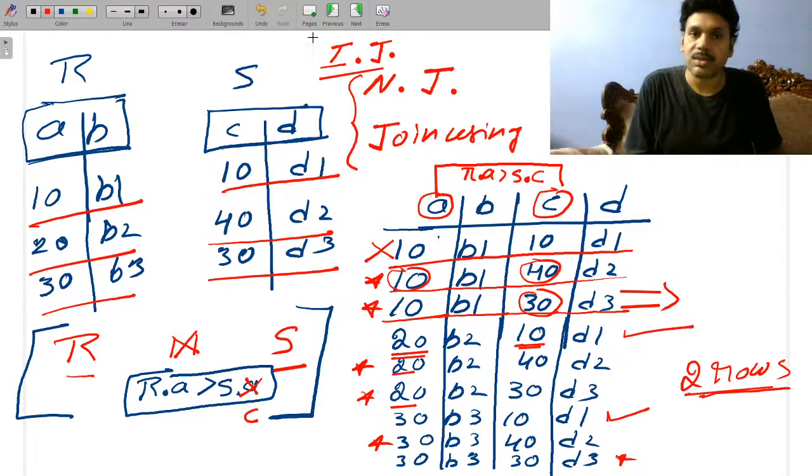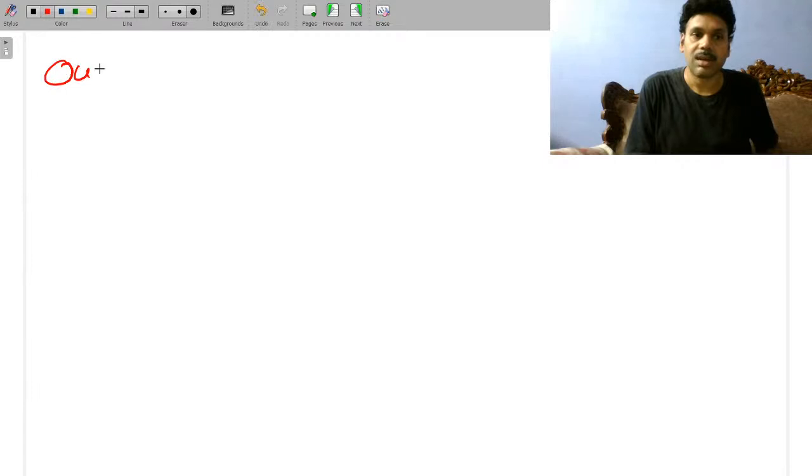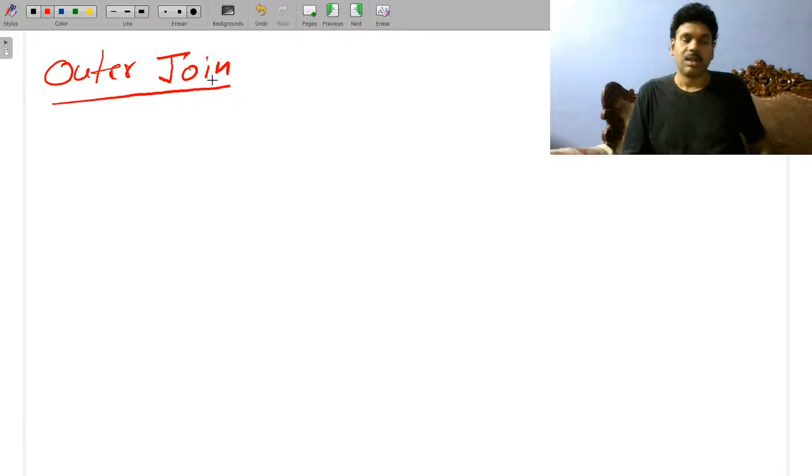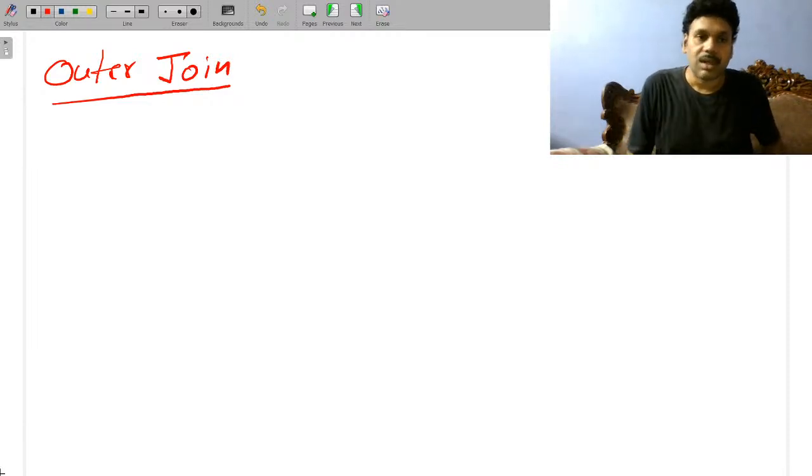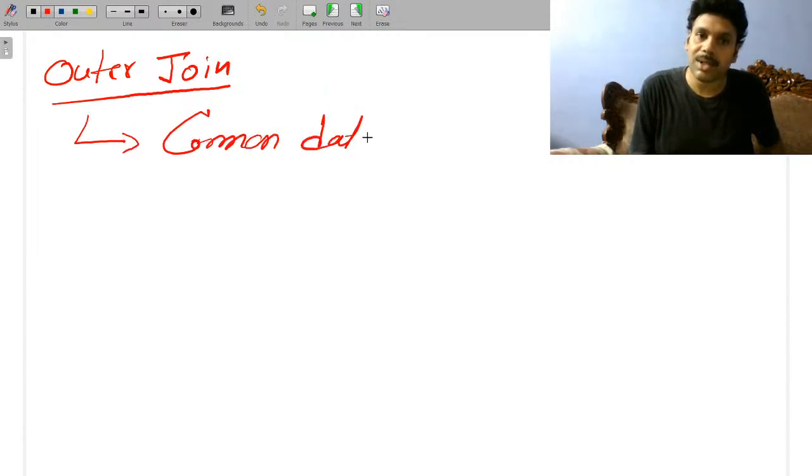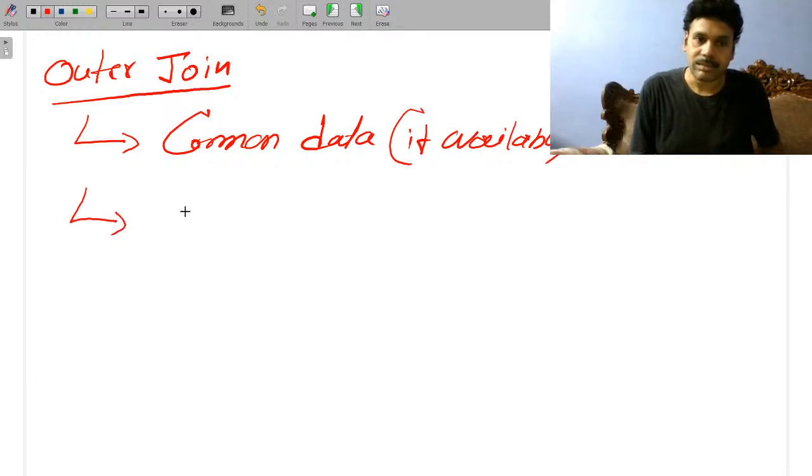Right? So now I am moving on to the next variety, that is outer join. So what is the concept of outer join? The concept of outer join is it takes common data if available, and unmatched data, plus the unmatched tuple set.